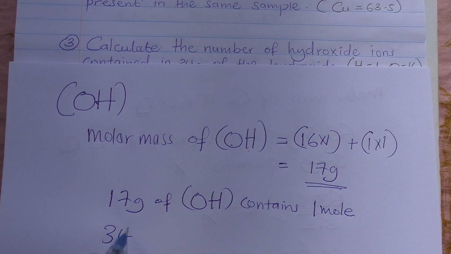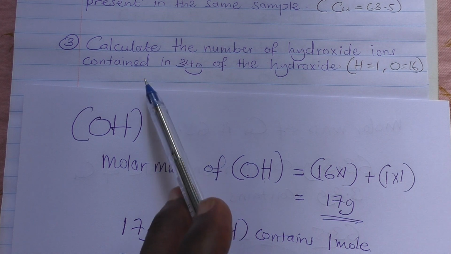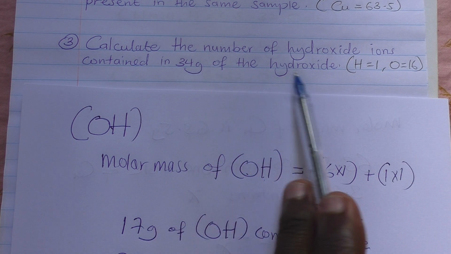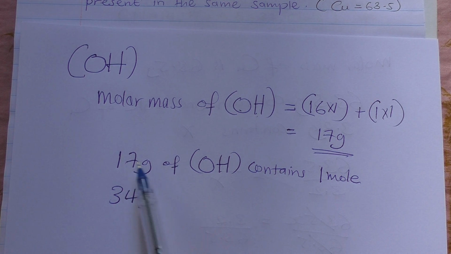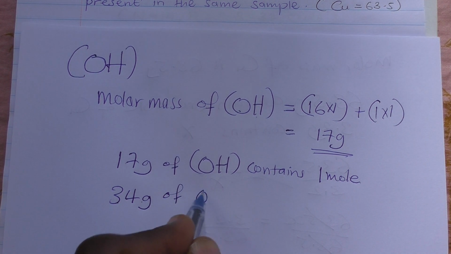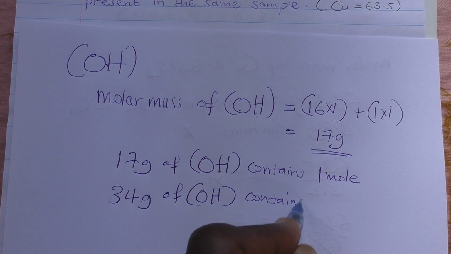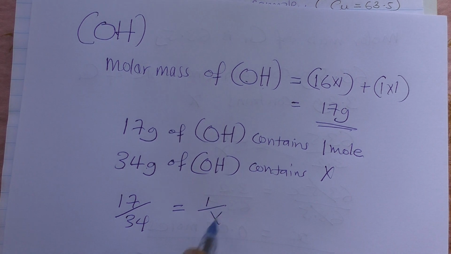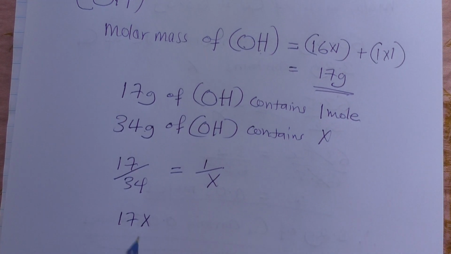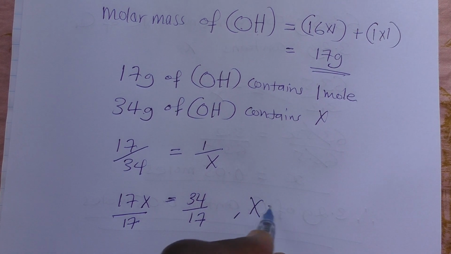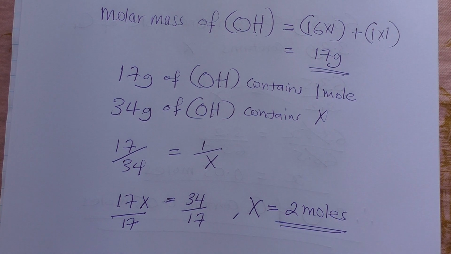What about the 34 grams? Because in the question we are asked to calculate the number of hydroxide ions that are contained in 34 grams of hydroxide. So if 17 contains 1, then 34 grams of hydroxide contains X, which gives us 17 over 34 equals 1 over X, hence 17X equaling 34. That gives us X as 2 moles. So that means that 34 grams of hydroxide contains 2 moles.